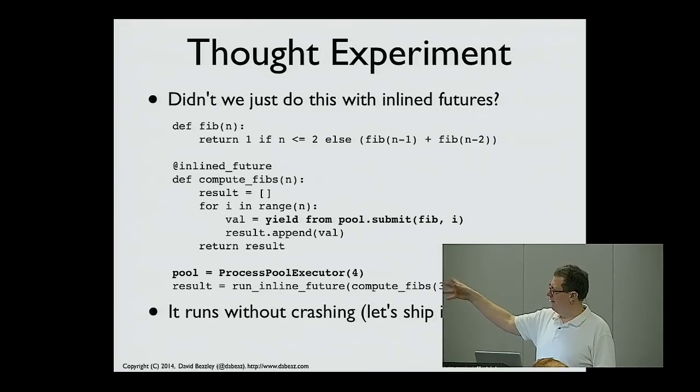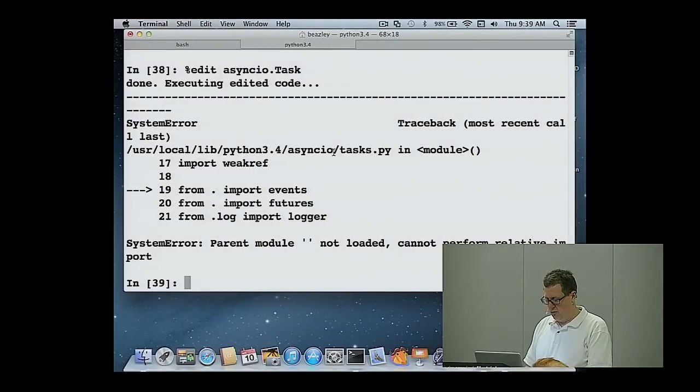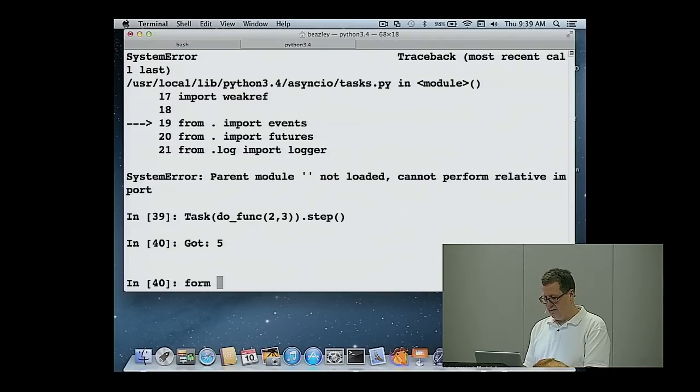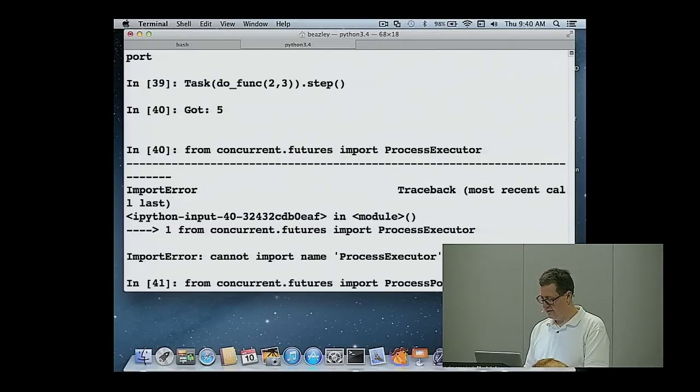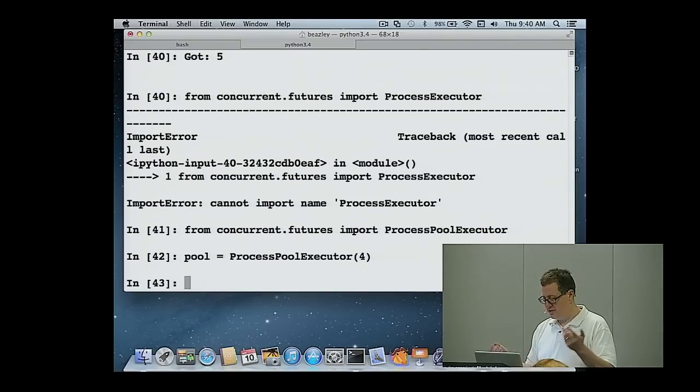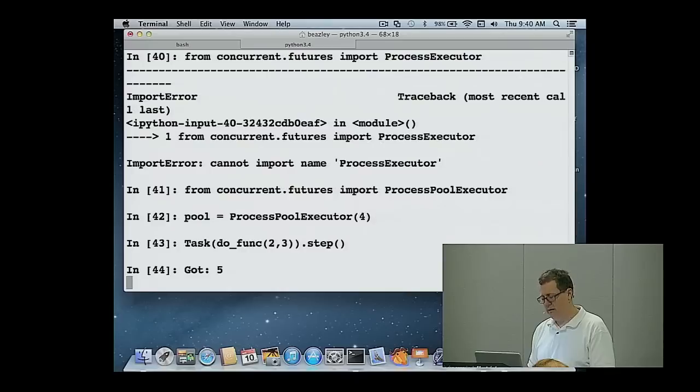We were fooling around with this inline future thing, with threads and so forth, where we had this task, do func 2-3 step. Let's make sure it still works. Would that work if I just used a process pool instead? Like if I said from concurrent.futures import ProcessPoolExecutor. You can never have too long a name on that, right? Could you just say it's a process pool executor with four workers? Would the code still work? It does still work. It turns out the thing we just did even works with process pools.